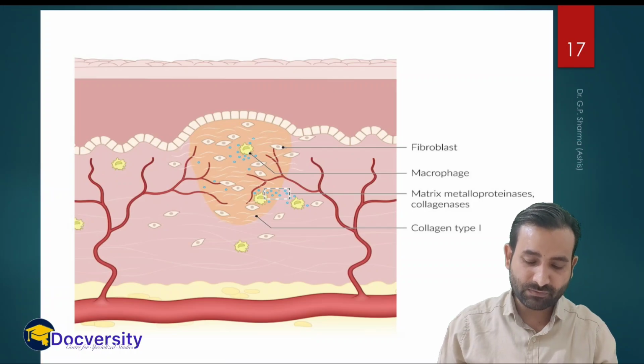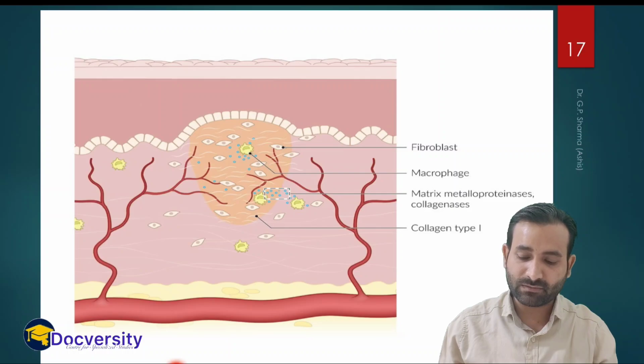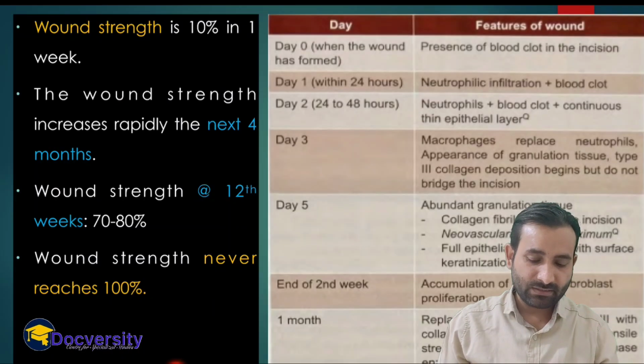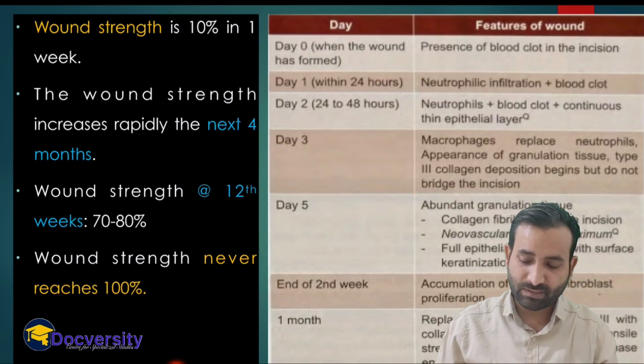You can see this picture about the remodeling, right? Fibroblast, macrophages, matrix metalloproteinase, collagenase, it is degrading the collagen, and we have the maximum collagen type 1 over here, right? And this is the same thing, whatever we discussed right now, it's written over here in the chart. If you have time and if you're interested, you can go through this one. So in this point, they can ask you some questions.